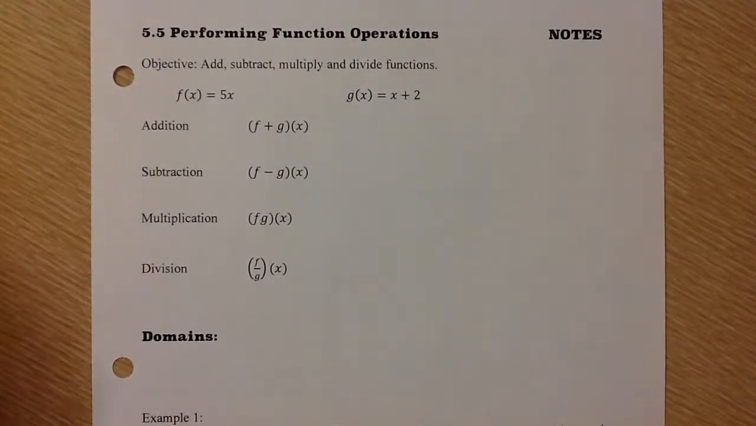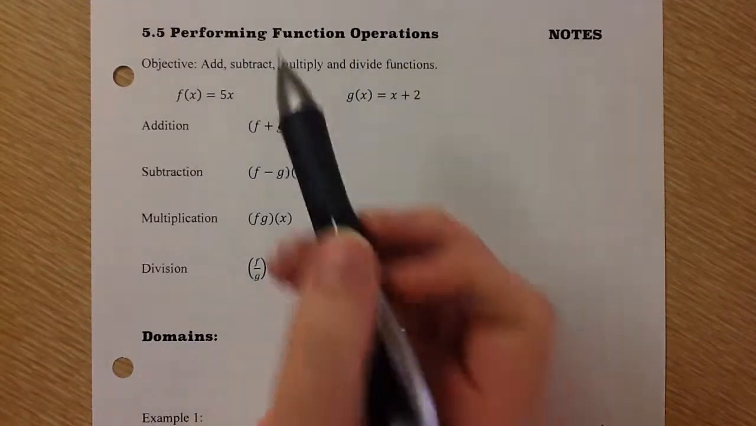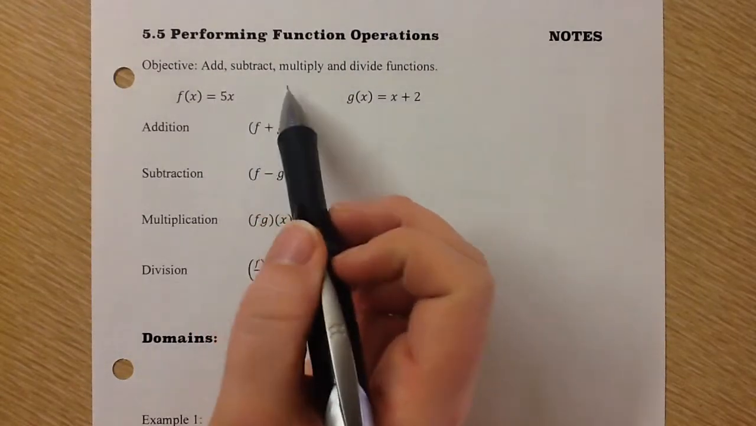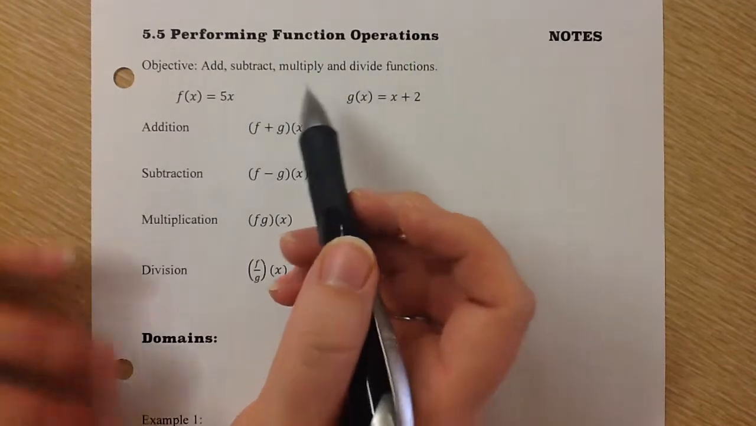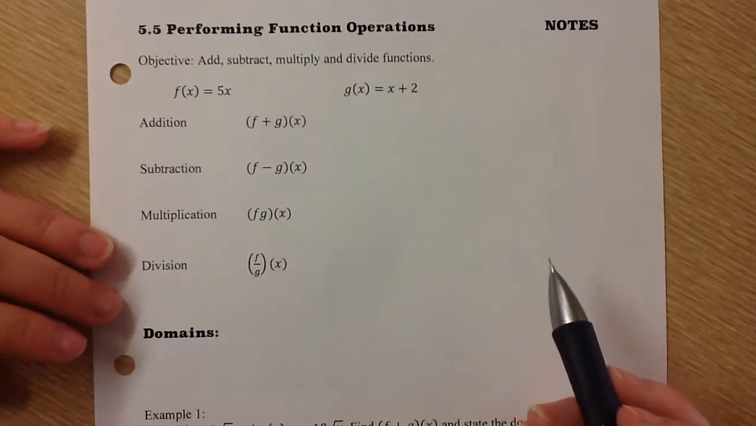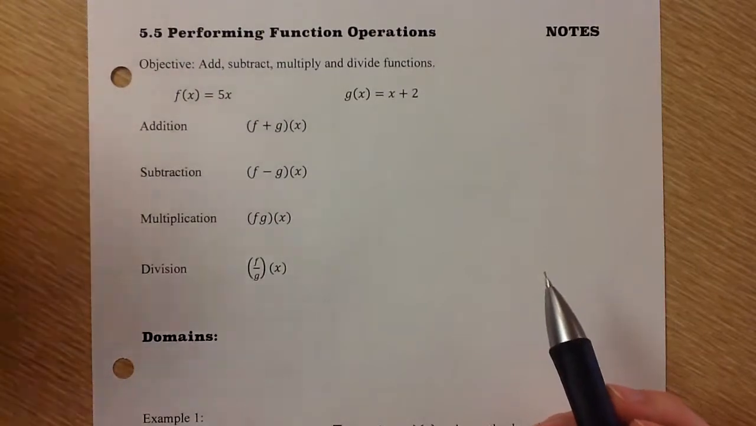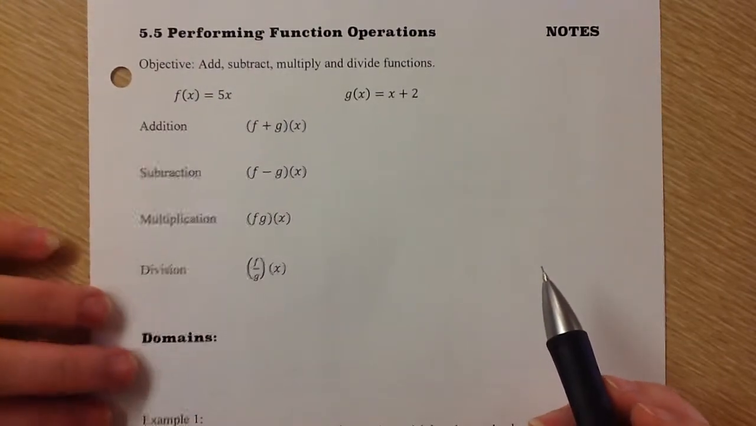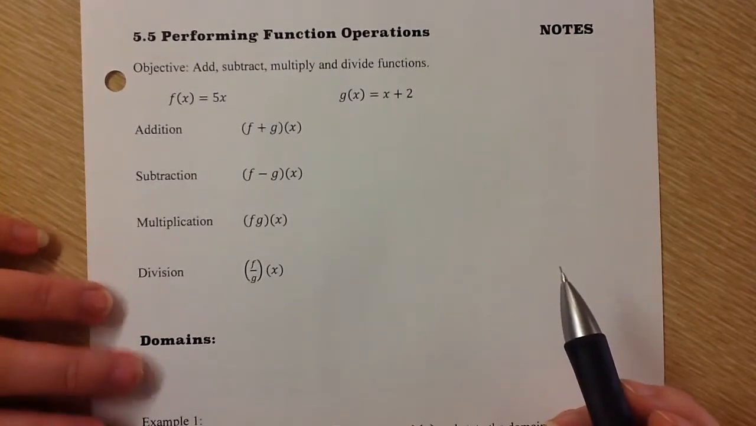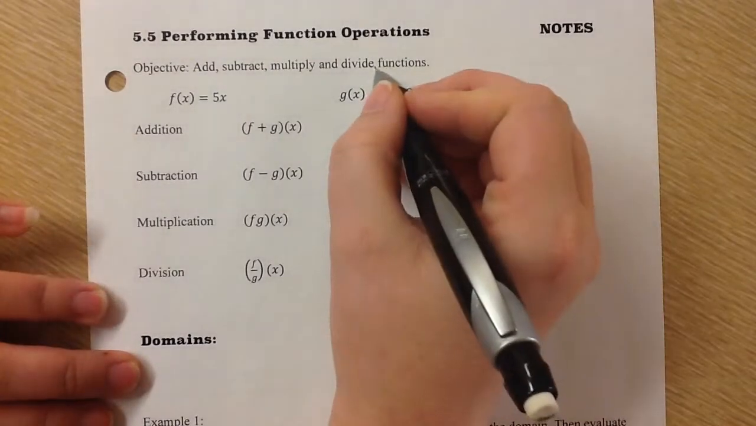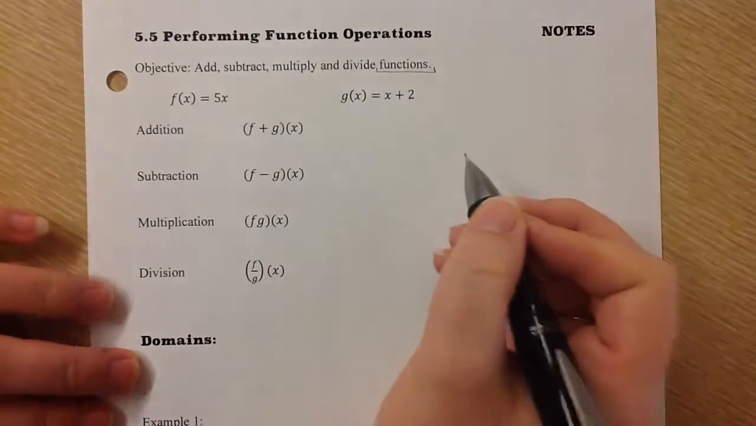Section 5.5, performing function operations. Our objective for this lesson is we're going to add, subtract, multiply, and divide functions. Okay, so first we need to talk a little bit about notation. We're going back to adding, subtracting, multiplying, and dividing, which might be pretty straightforward, but we're going to be doing it with functions. So we kind of need to talk about the function notation.